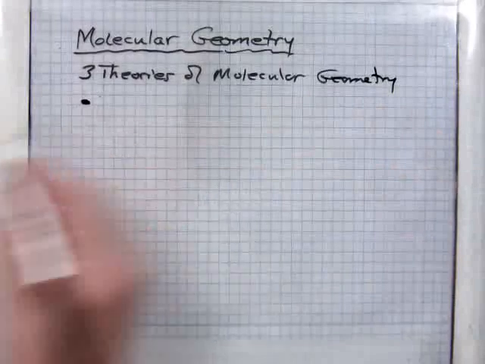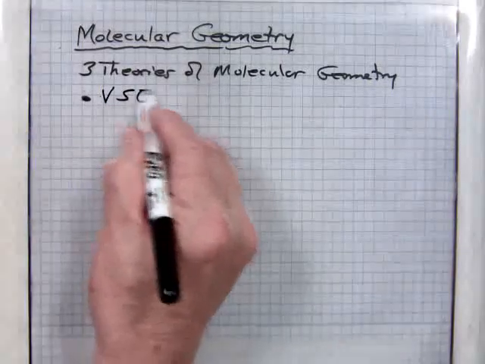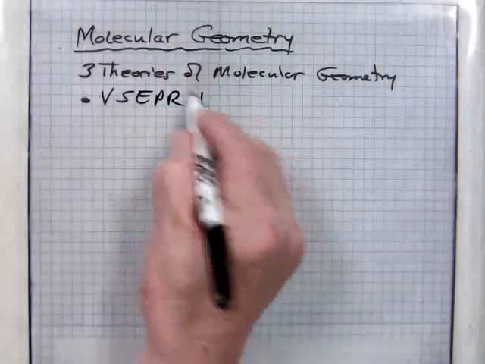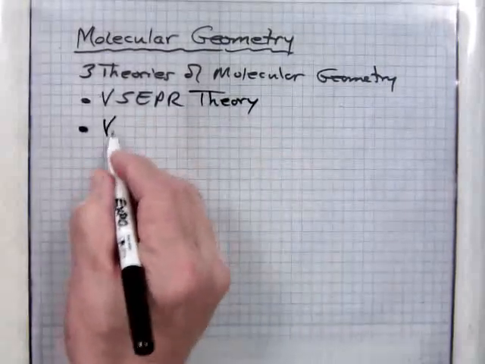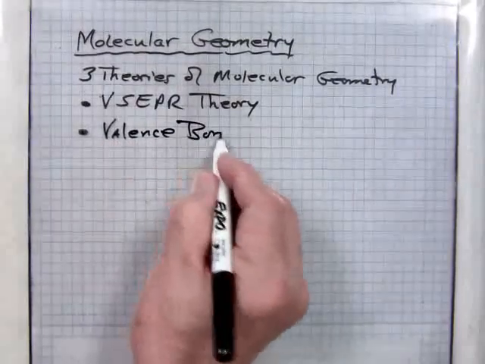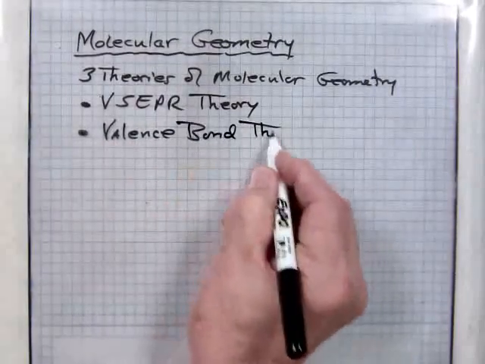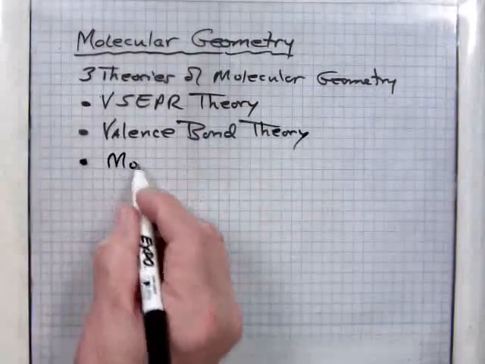Number one is called the VSEPR theory. Second one, valence bond. And the third one is molecular orbital.